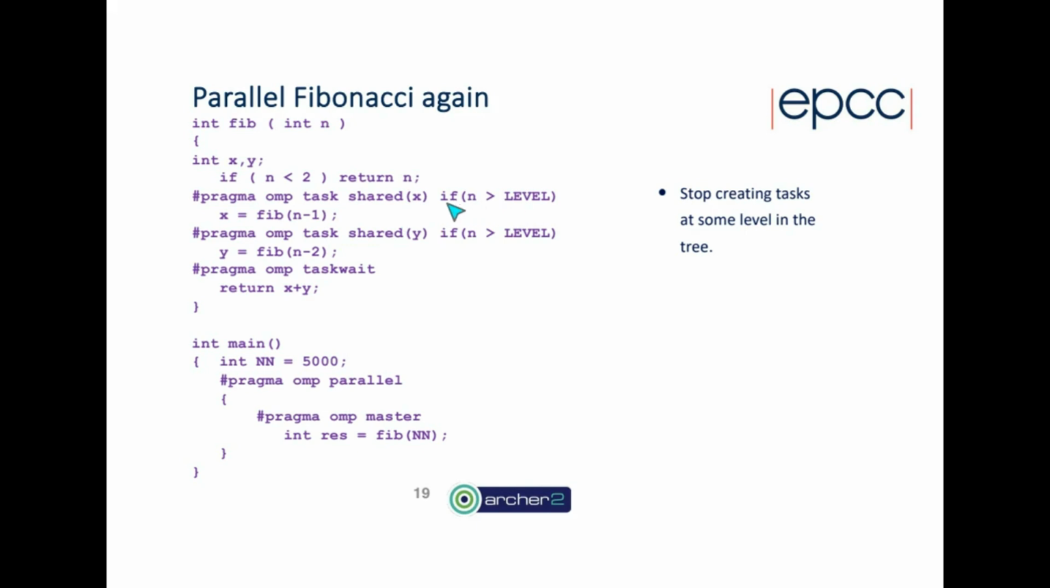So we can put if n greater than some value, level, on the task. If n is big enough, then we'll create tasks. Otherwise, we'll just do sequential recursion below that point. That gives us a mechanism to control, by choosing the value of level, how big the tasks are going to be, so it can stop creating tasks at some level in the tree and just combine all the recursive calls below that into a single task.